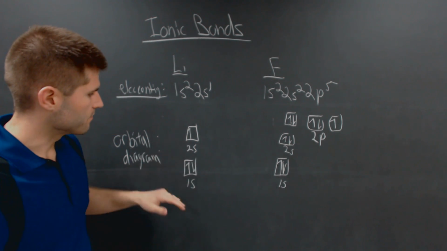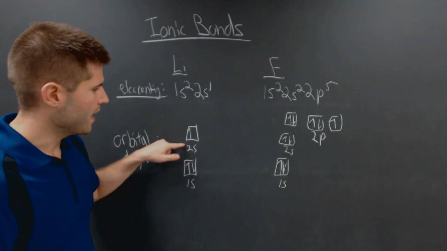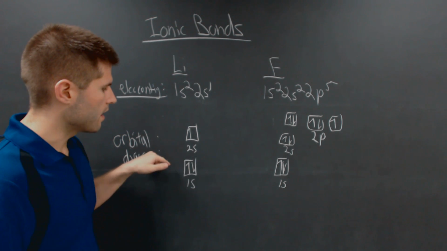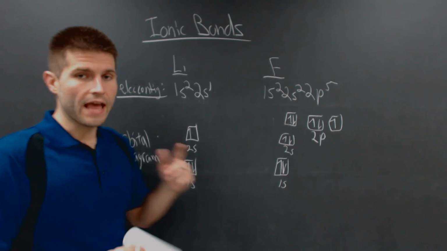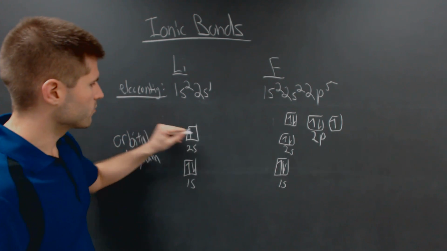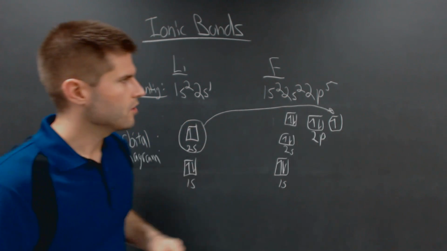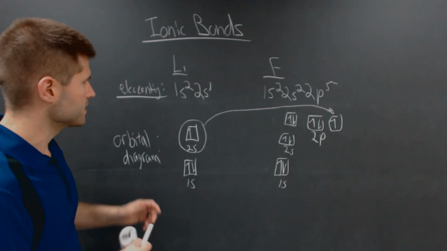If we look at the lithium, this is our core electrons, it's fully filled. This 2s has only 1 electron. If we were able to drop that electron off, then we would have a full set of core electrons. That would be happy as well. So that's exactly what we're going to do. We're going to take this electron, and we're going to donate it to the fluorine.